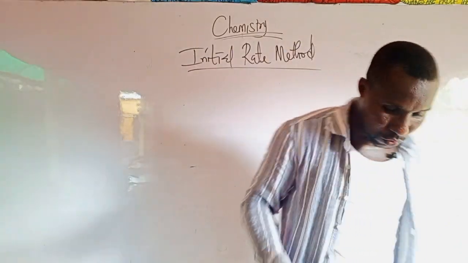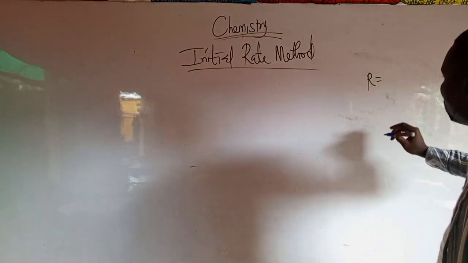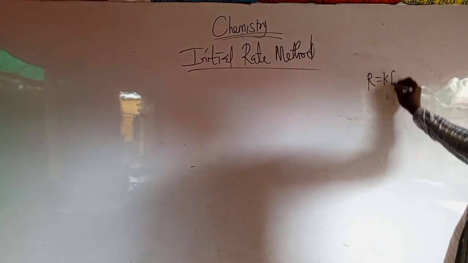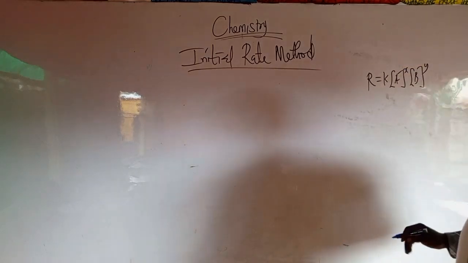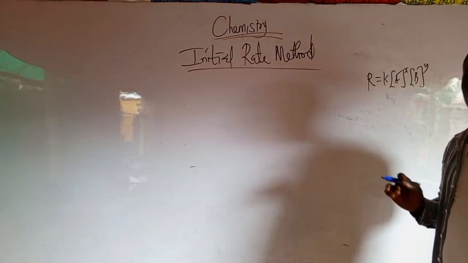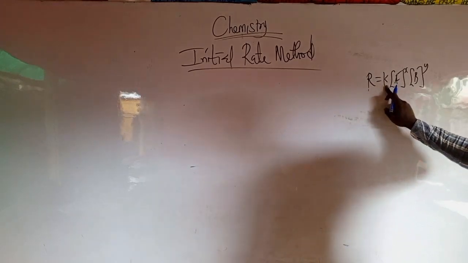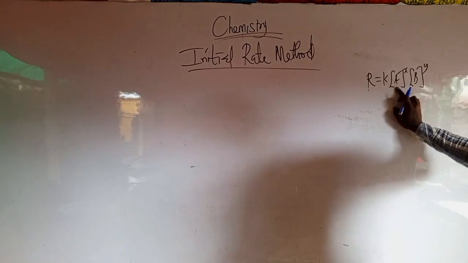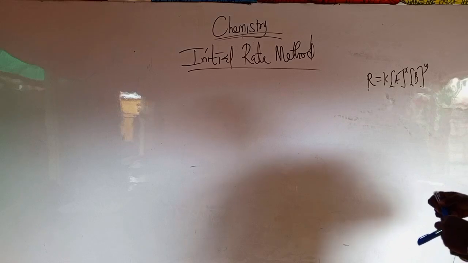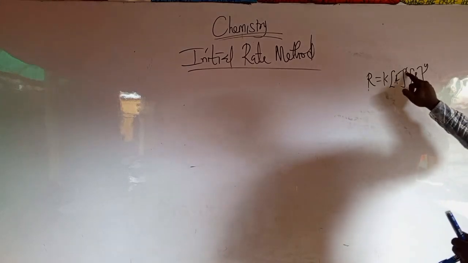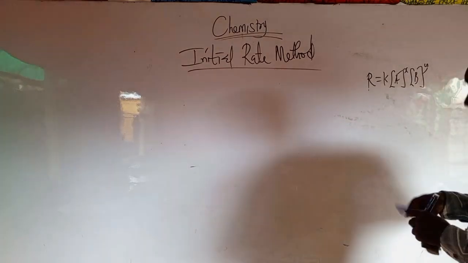And before I move, I want you to understand this. When you have a rate law expression, something like this, don't forget, this equation is known as the rate law equation. R is the rate of reaction. K is the rate constant. A is the concentration of reactant A. B is the concentration of reactant B. X is the order of reaction with respect to A. Y is the order of reaction with respect to B.